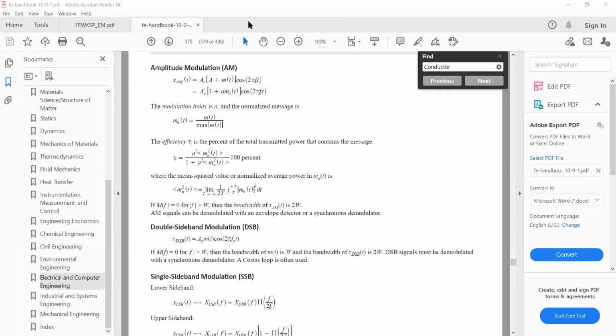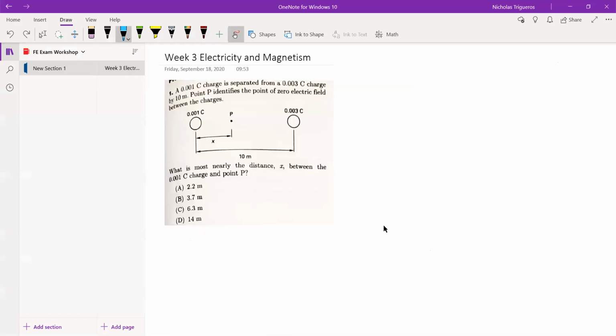Okay, let's go back here. We're going to be starting with some electrostatics. This is a problem that is asking for the distance between P and the left charge. It's defining P as a point where there is zero electric field between the two charges. Well, first thing I should ask is, do we know what the equation for an electric field is? If you want to answer, feel free to. If not, I can write it down.